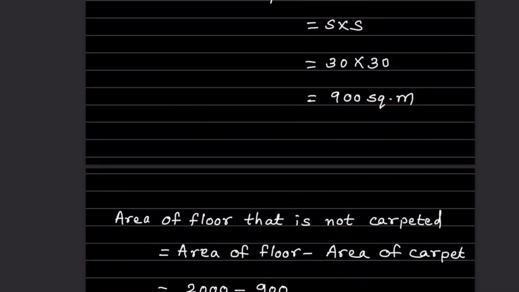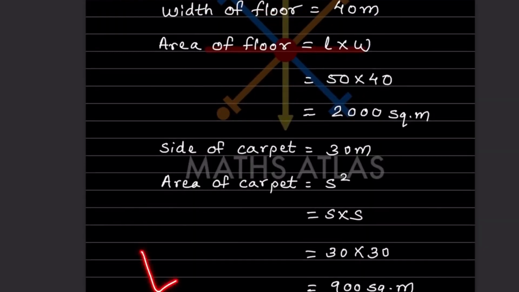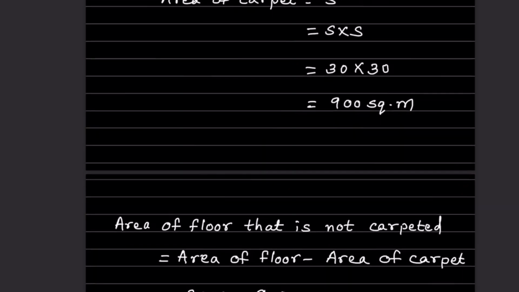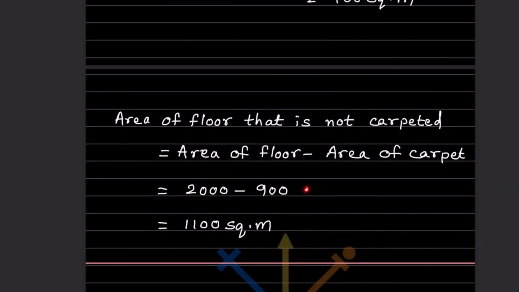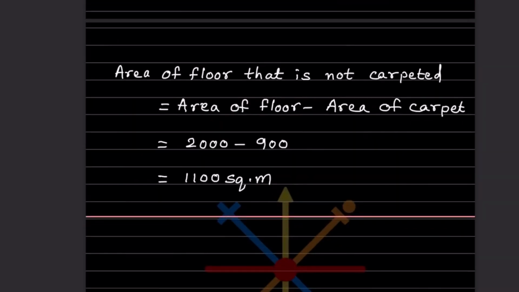So now what are you going to do? They said area of floor that is not carpeted. As I told you in the diagram, from this rectangle you are going to subtract this carpet. So you get this area, isn't it? This area is not carpeted. So area of floor minus area of carpet, that is 2000 minus 900, and you get 1100 square meter, because for area you have to write square meter.